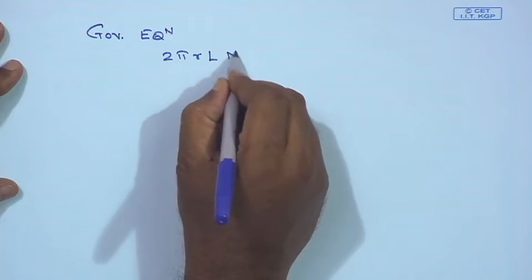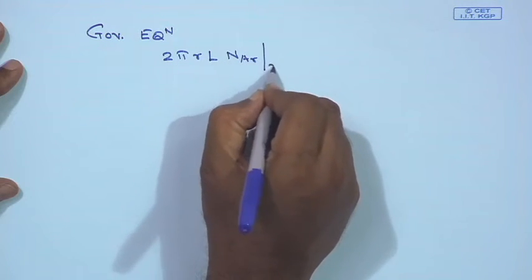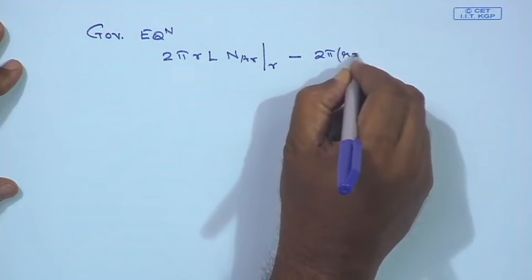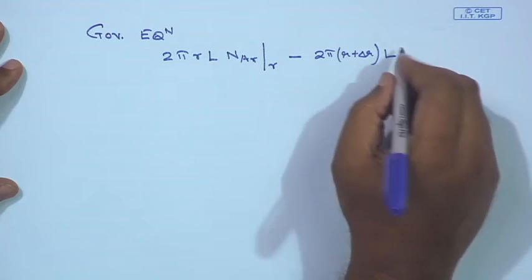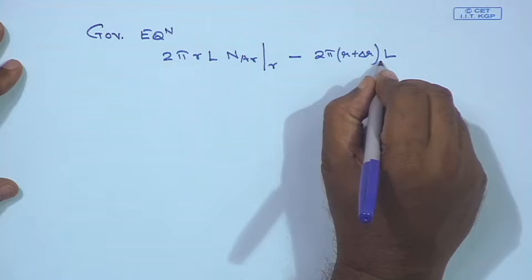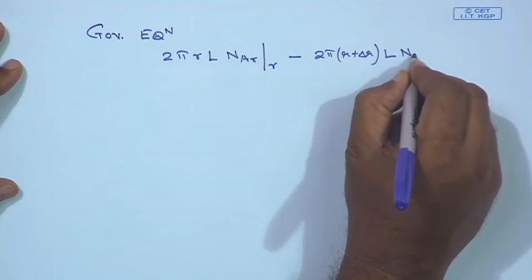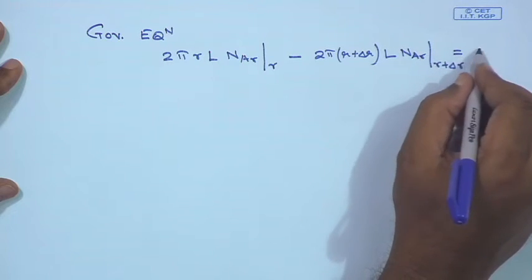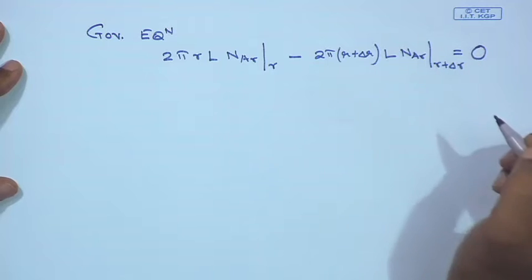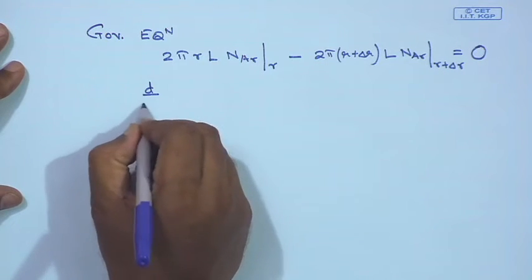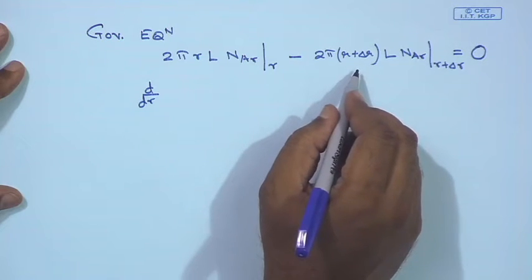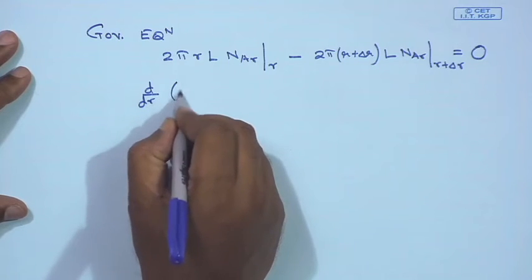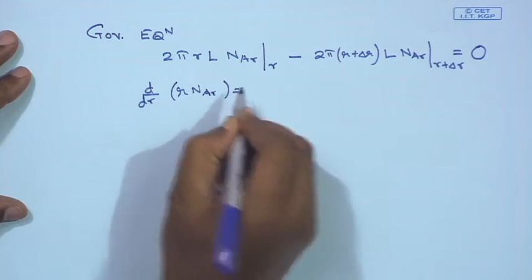So, that is the area multiplied by the flux evaluated at any r would be equal to 2π(r + Δr)L, that is the outside area of the imaginary shell, multiplied by N_Ar, everything evaluated at r + Δr. Since there is no reaction and since we are talking about steady state, this is going to be equal to 0. So, by dividing both sides by r and using the definition of the first derivative, you would simply get this to be equal to 0.